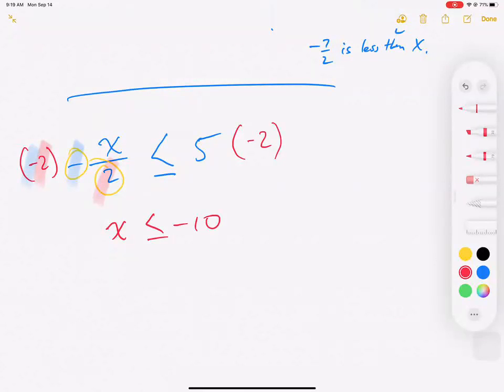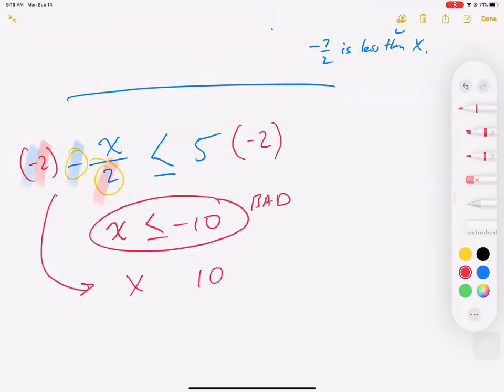But I made a mistake, right? Because if I multiply or divide across by a negative, you have to flip the inequality. So this is bad. And for sure, you're going to get that wrong right away. So the real answer here is x is greater than negative 10. And because we multiplied across by a negative, we're going to flip that inequality. This is the right answer.